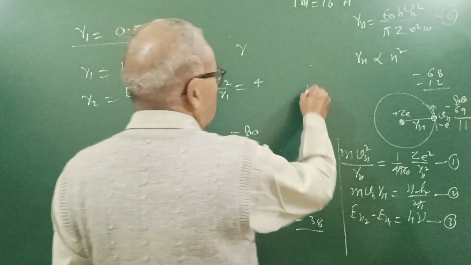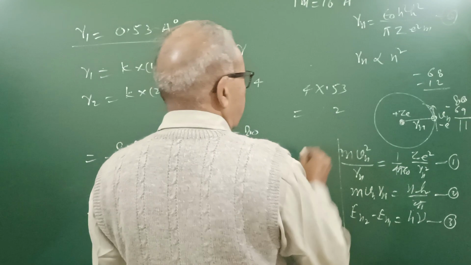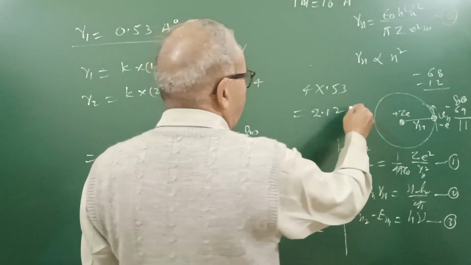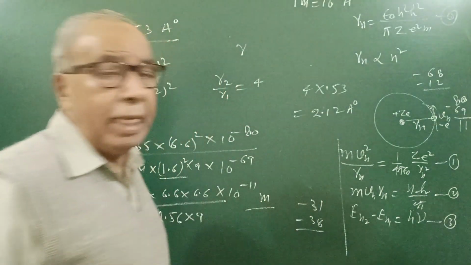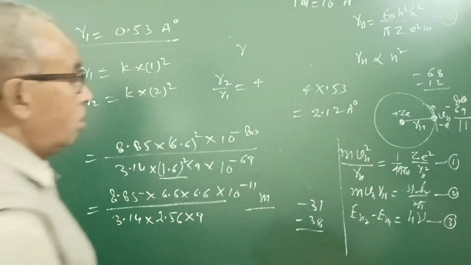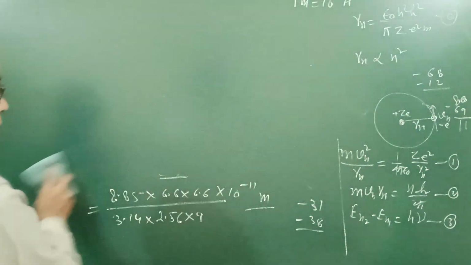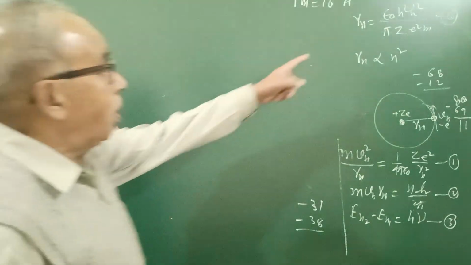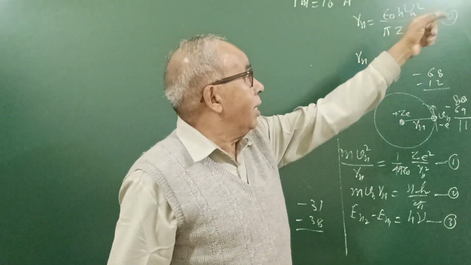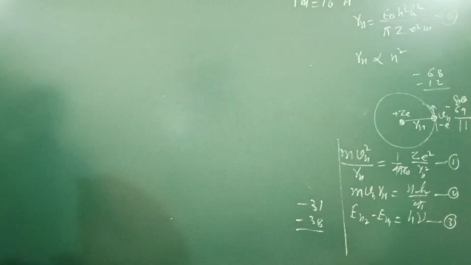4 into 0.53, 2.12 angstrom. Radius is proportional to n square. Remember this thing. Such simple questions are asked. So I derived the radius of orbit Rn is equal to epsilon 0 n square h square upon pi Z e square m. Now velocity of electron in nth orbit.